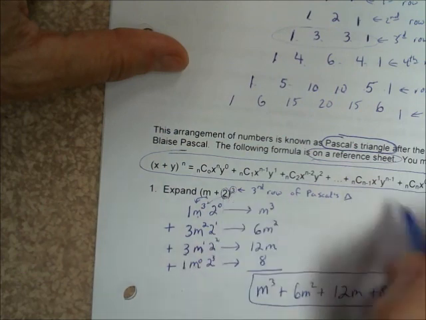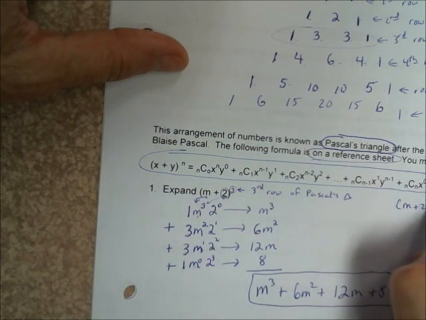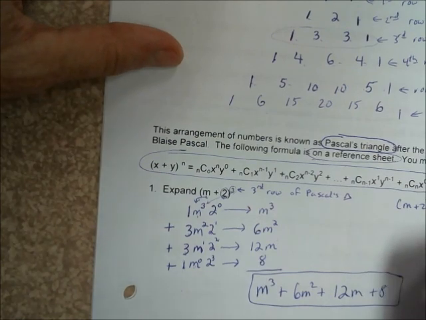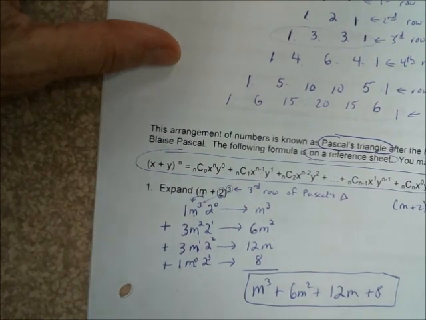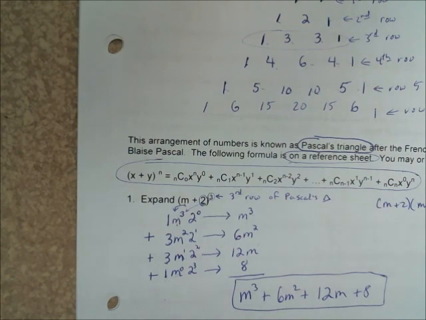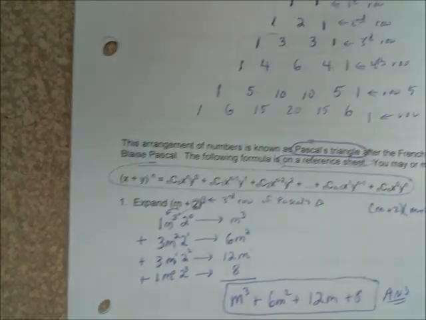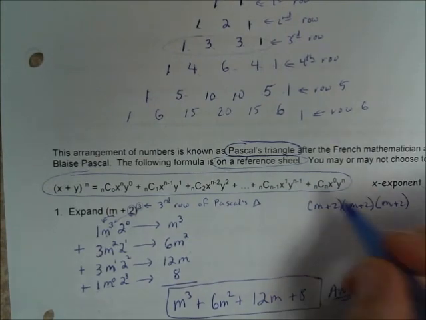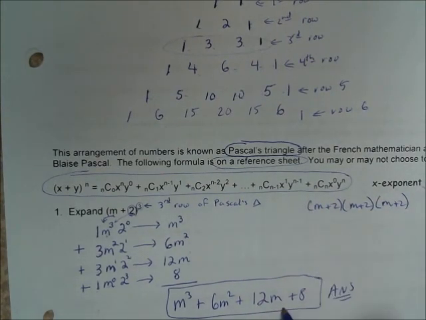That would be our answer to this problem if we didn't want to say m plus 2 times m plus 2, which is a FOIL, times m plus 2, which is more multiplication that we might not want to do. This is our final answer. We do not have to go through all of this foiling over here.